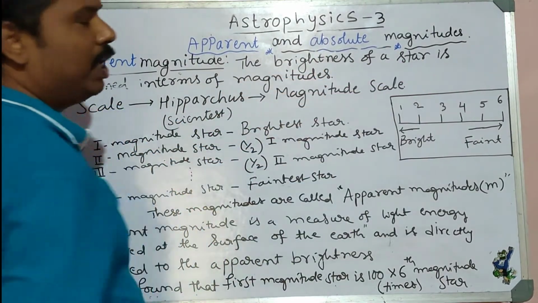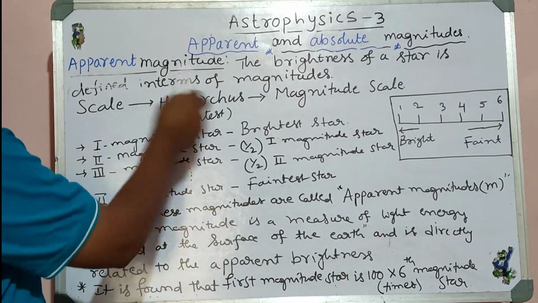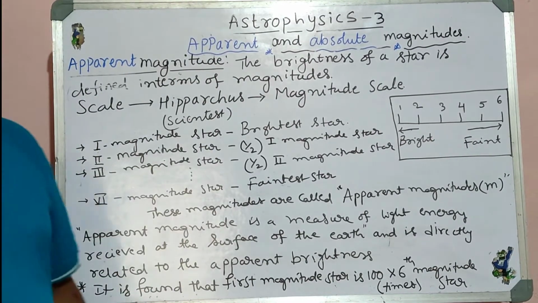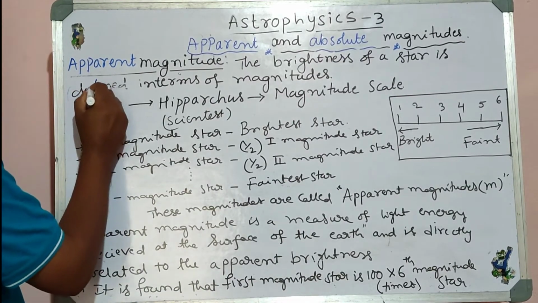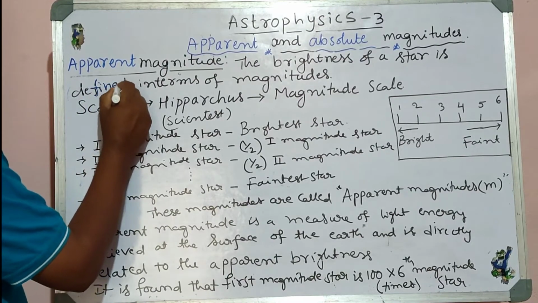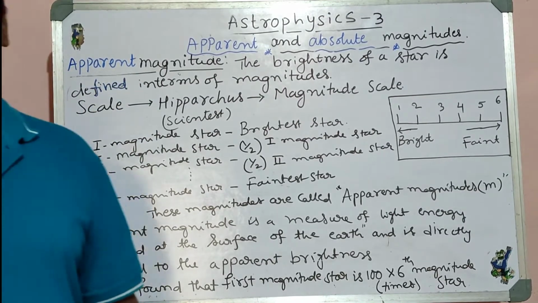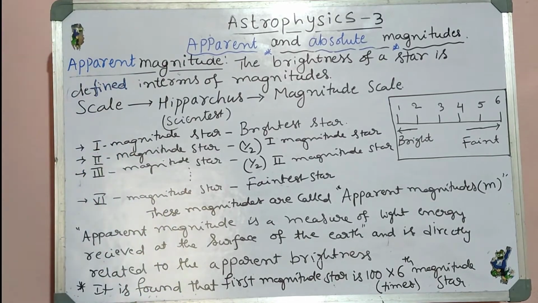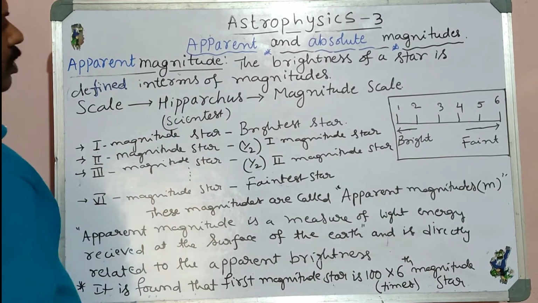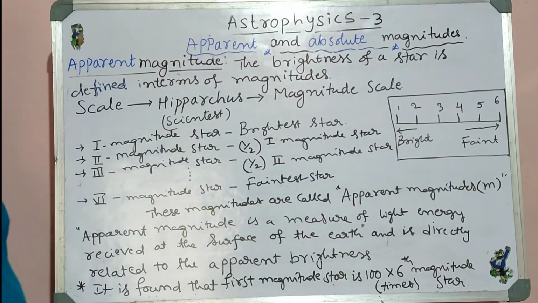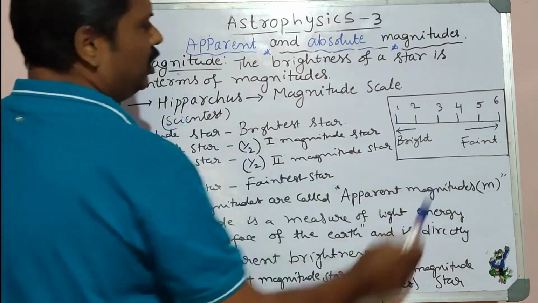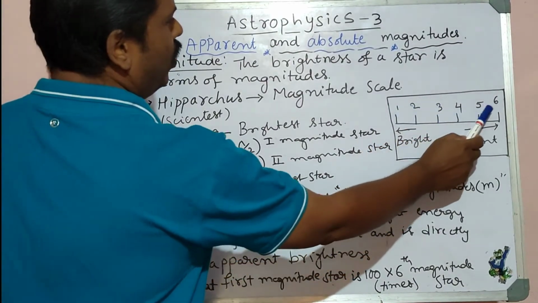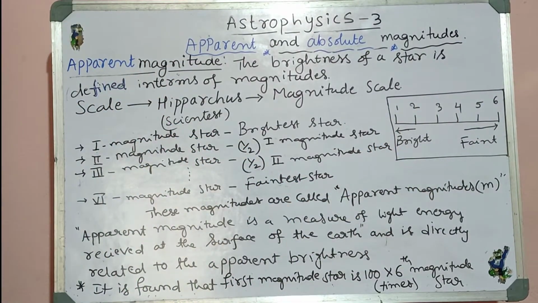and absolute magnitudes. What is the apparent magnitude? All of you know that the brightness of a star is defined in terms of magnitudes. The first magnitude scale was devised by the scientist Hipparchus. In this scale, he divided the stars into 6 classes: 1, 2, 3, 4, 5, 6. Six classes of magnitude.